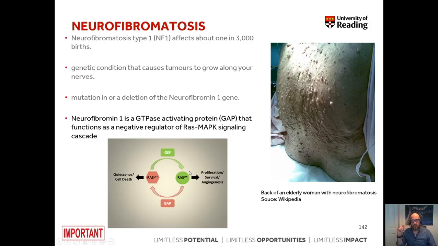If RAS is no longer negatively regulated, this leads to an increase of proliferation and an increase of survival of certain cells. Those cells divide in an uncontrolled manner and produce those tumors you can see on the skin of the patient on the right-hand side.